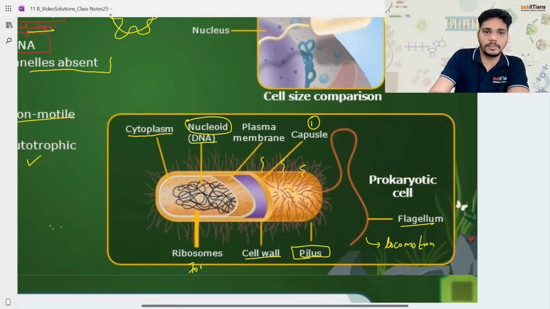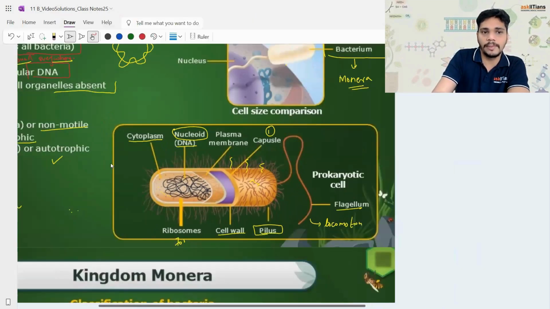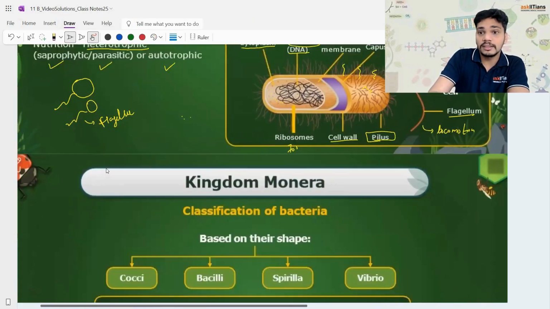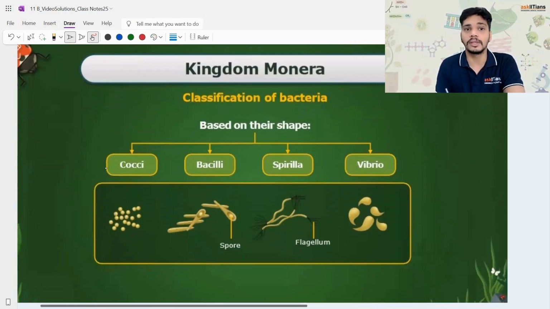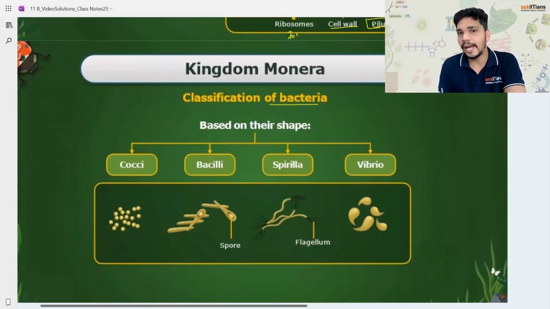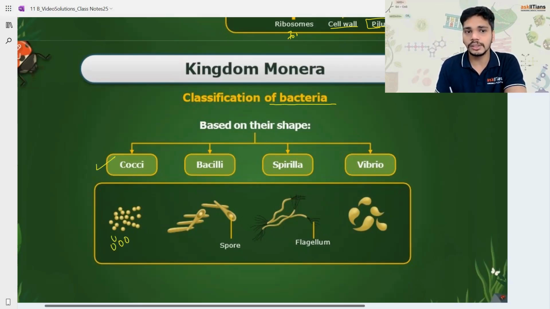Now we are moving to the next one. We have done the bacterial structure, and we are still talking about the kingdom Monera only. Now the classification of bacteria, all found in Monera. Based on their shapes, we have cocci. Cocci means a circular, round structure.